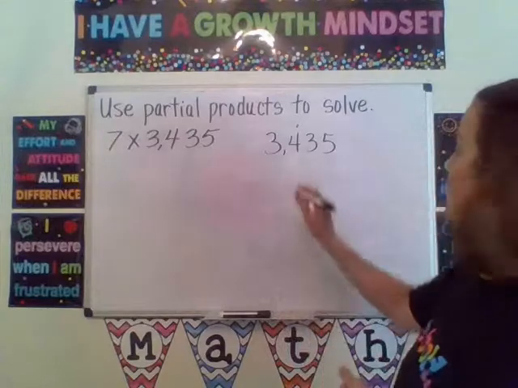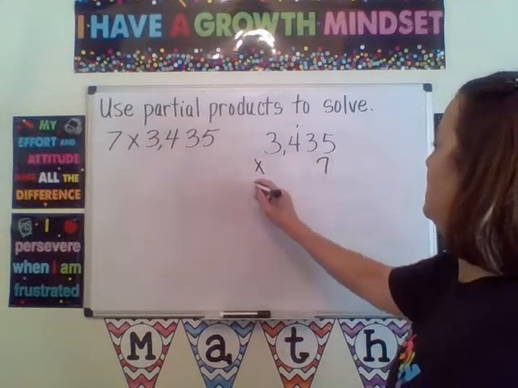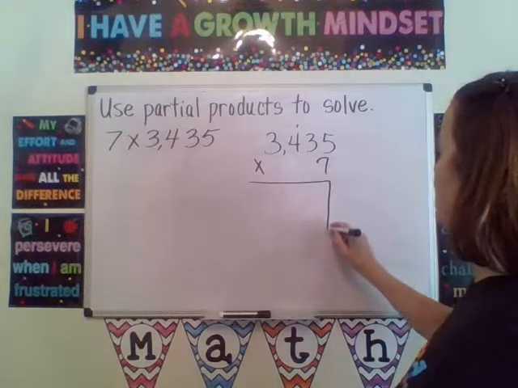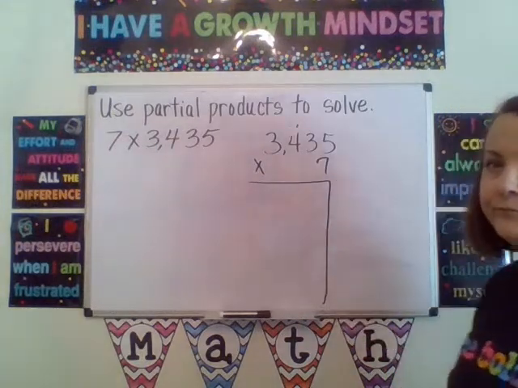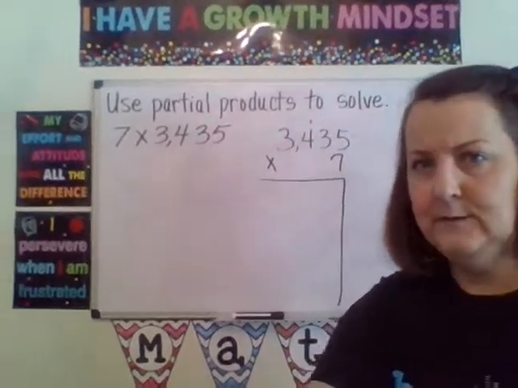3,435, and then we're going to multiply that times 7. And remember, we're going to make a backward 7. Got that? All right, let's see if I can move this a little bit.